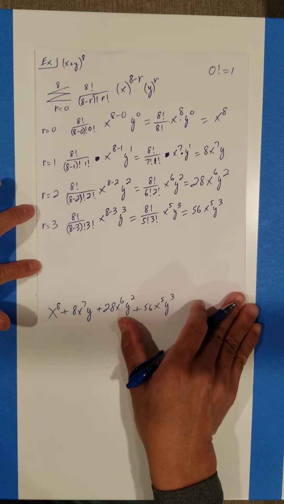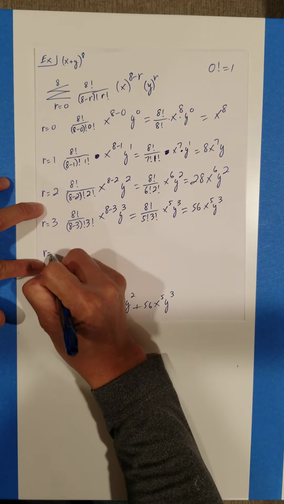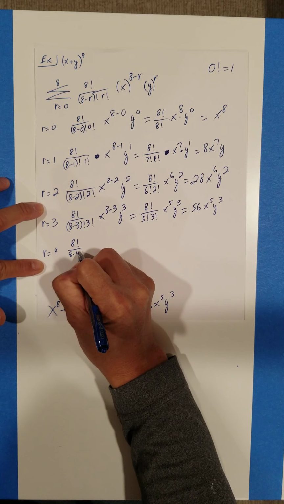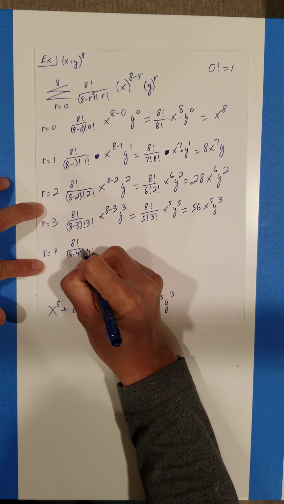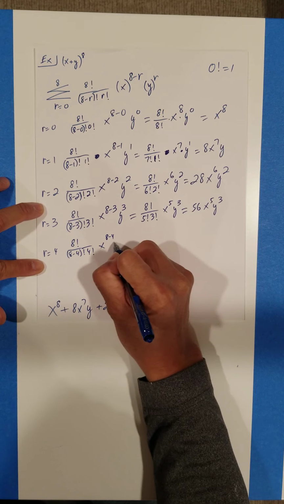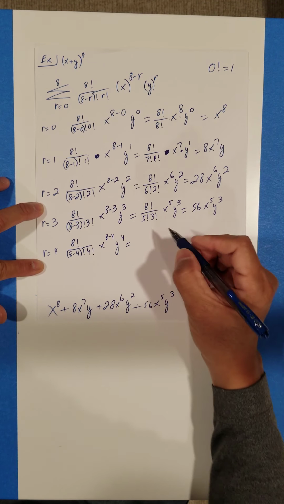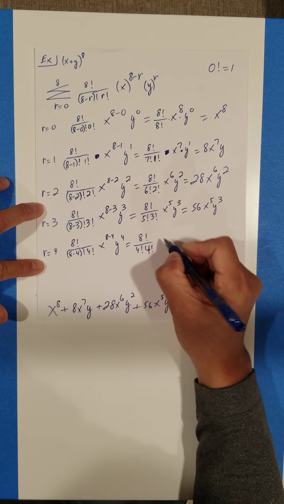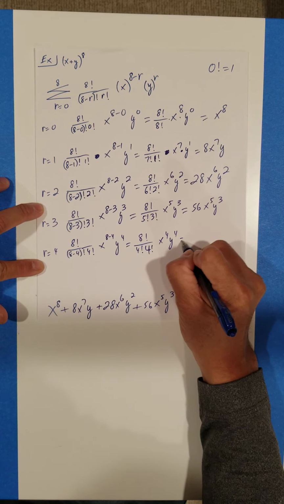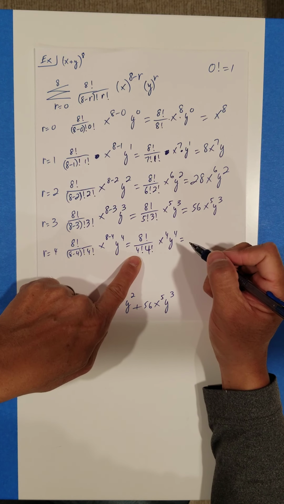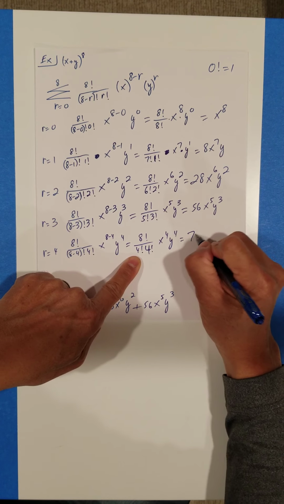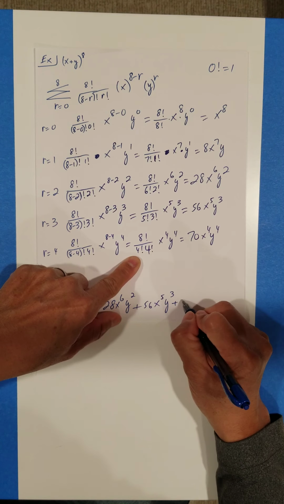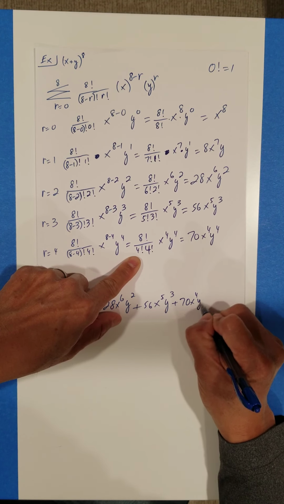Okay, because x is going down, y is going up. So let r be 4. 8 factorial over (8 minus 4) factorial, 4 factorial, x to the 8 minus 4, y to the 4. So 8 factorial over 4 factorial, 4 factorial, x to the 4th, y to the 4th. Now, what's 8 factorial divided by 4 factorial, 4 factorial? This is going to be 70. Okay, 70 x to the 4th, y to the 4th. So that's my next term, 70 x to the 4th y to the 4th.